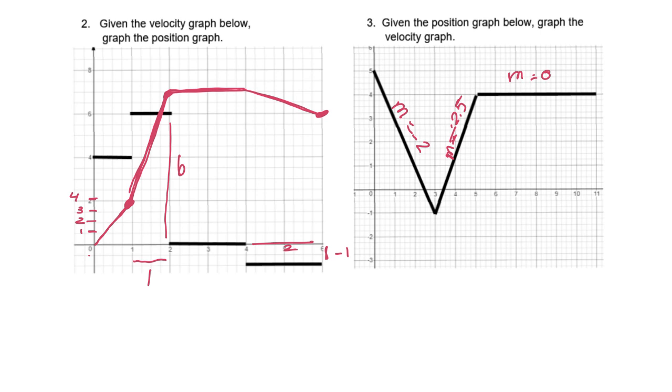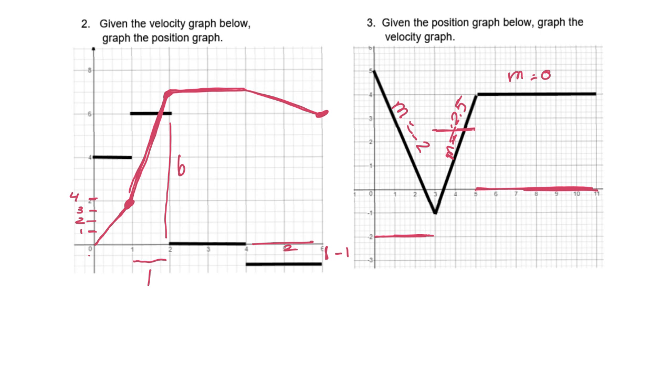So the slope would be -2 for the first 3 seconds. So -2, horizontal line. And then 2.5 from 3 all the way to 5, it would be a horizontal line, which is 2.5. And the last one would be a horizontal line from 5 all the way to 11.